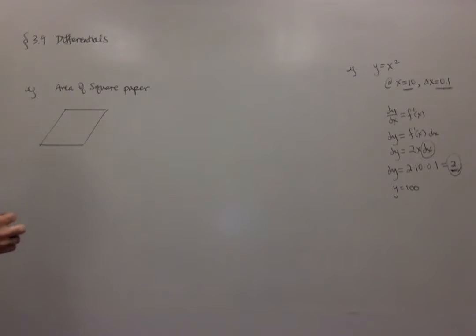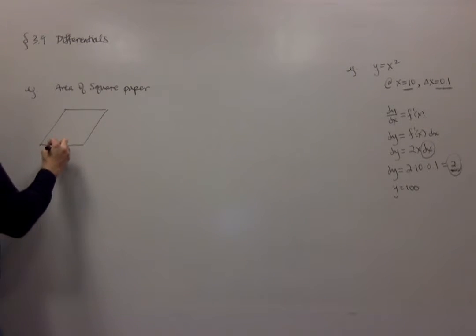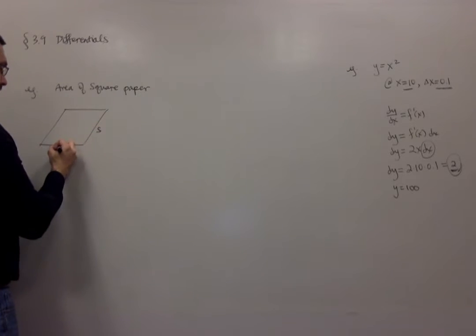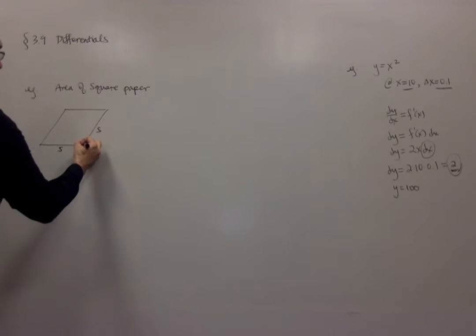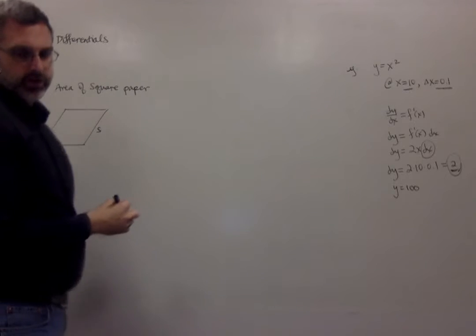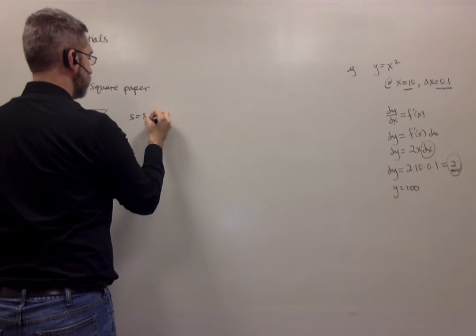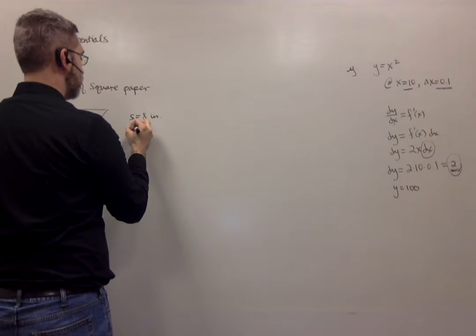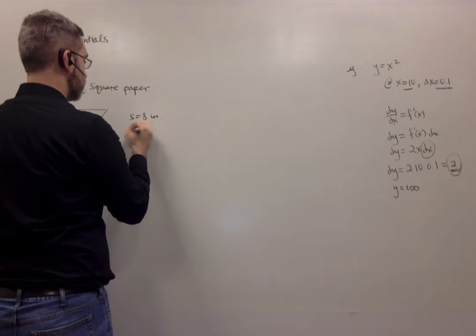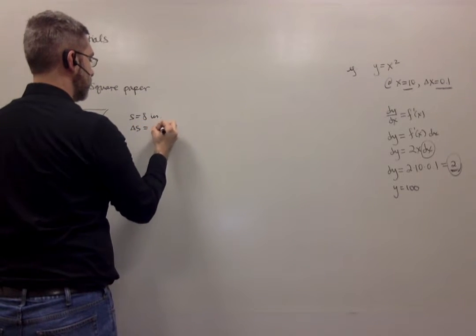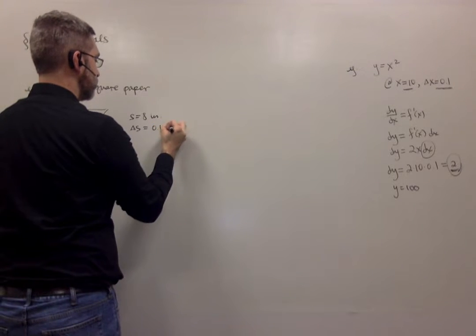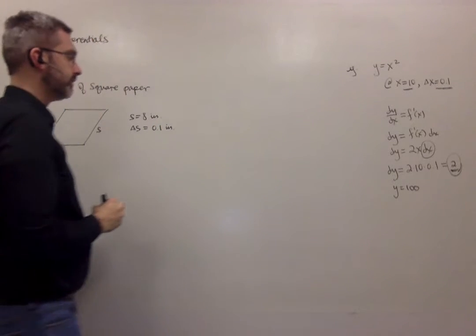Okay, so I'm going to call the side S. And we're going to measure S, and S ends up being 8 inches, but my possible error, which I'm going to call delta S, is about 0.1 inches.